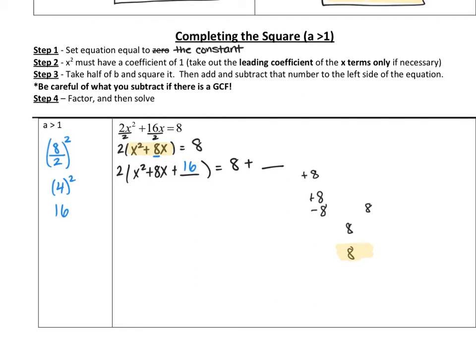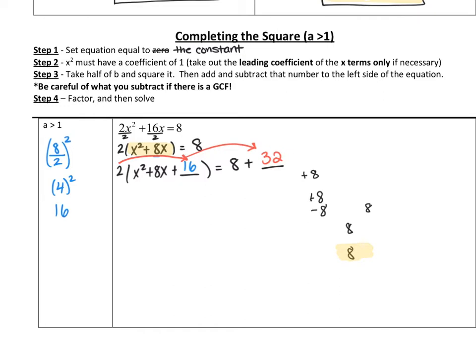But the only difference between this and the stuff that we did yesterday is that because we have this GCF out here, we actually have to multiply the 2 times the 16 and put that number here. So we're technically adding 32 to the right side because of this multiple that's out here, because 2 times 16, if I were to distribute it out, would actually be adding 32. So that's the main difference between yesterday and today.